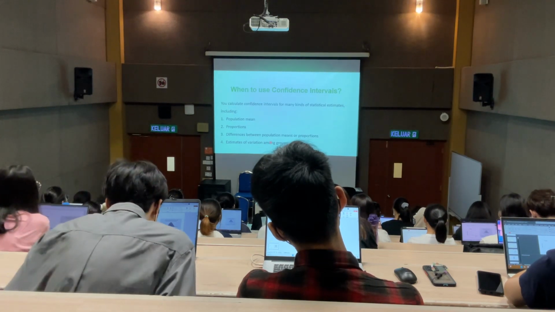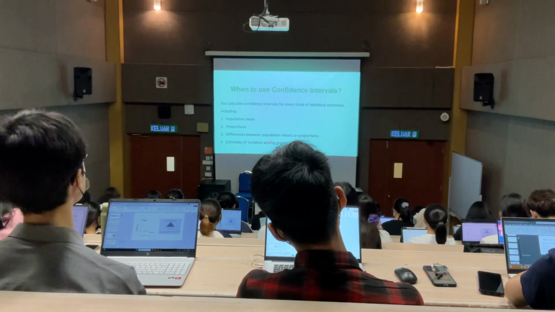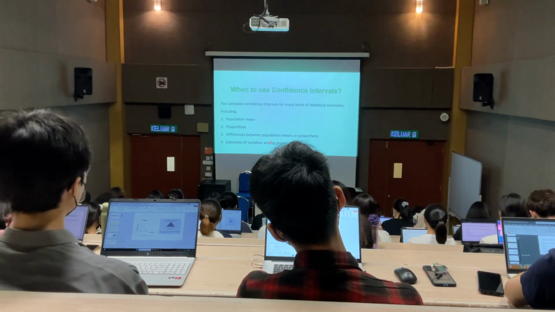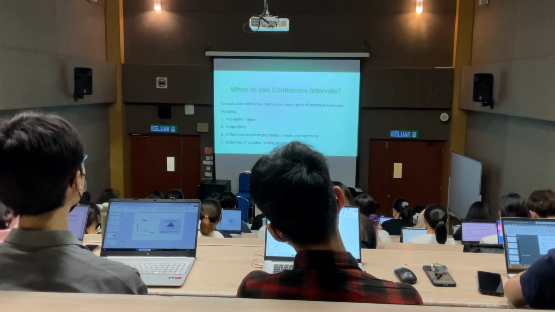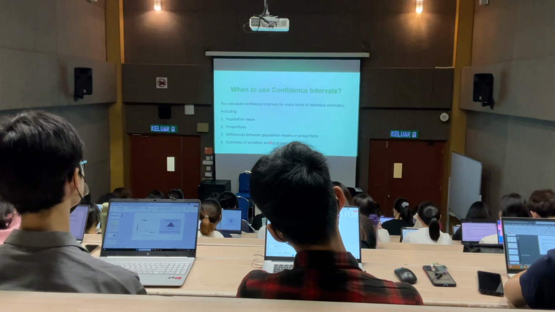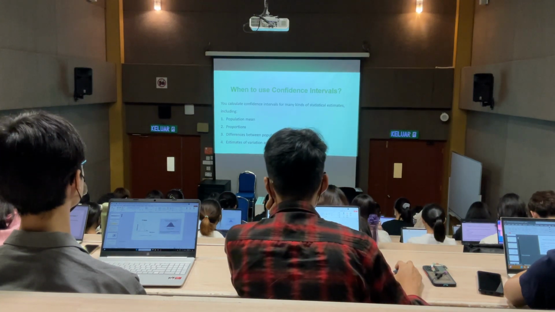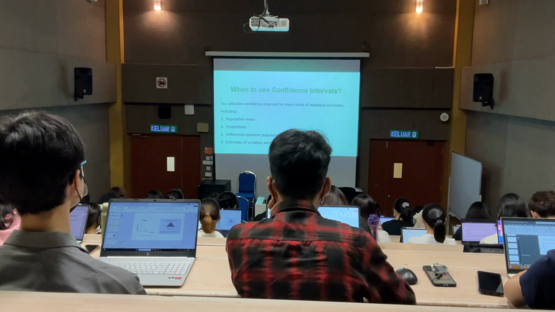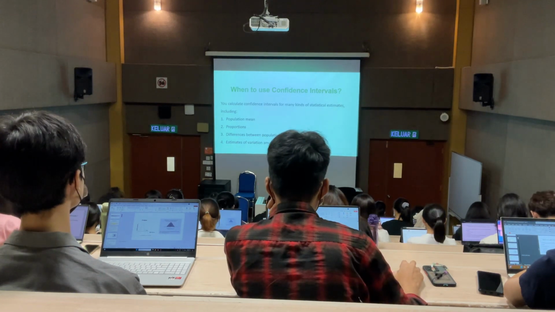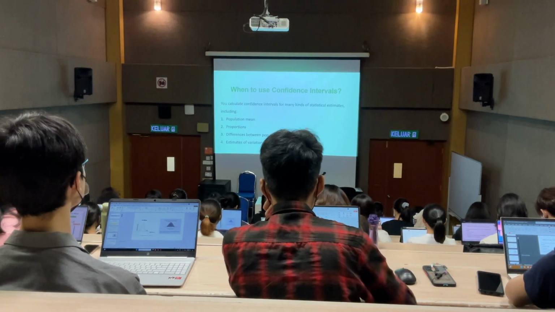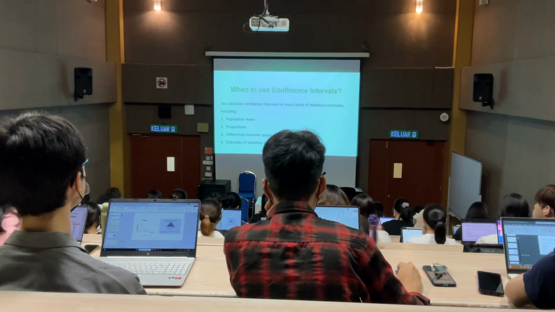So we talked about the confidence interval, but when do we use it? Other than for the population mean, to compare the mean, you can also calculate the confidence interval for many kinds of statistical estimates, which include proportions, the difference between population means or proportions, as well as estimates of variation among groups. But in our basic biostatistics, we only focus on the calculation of the confidence interval for the population mean.